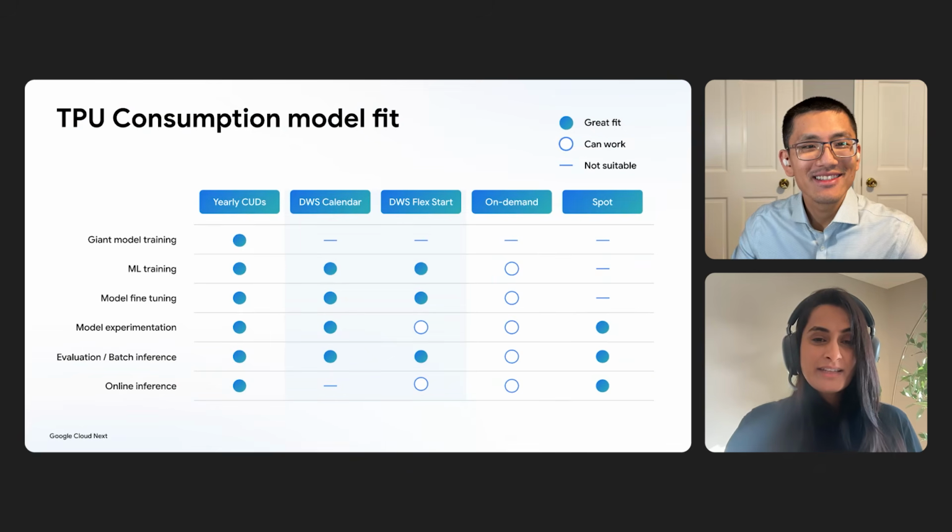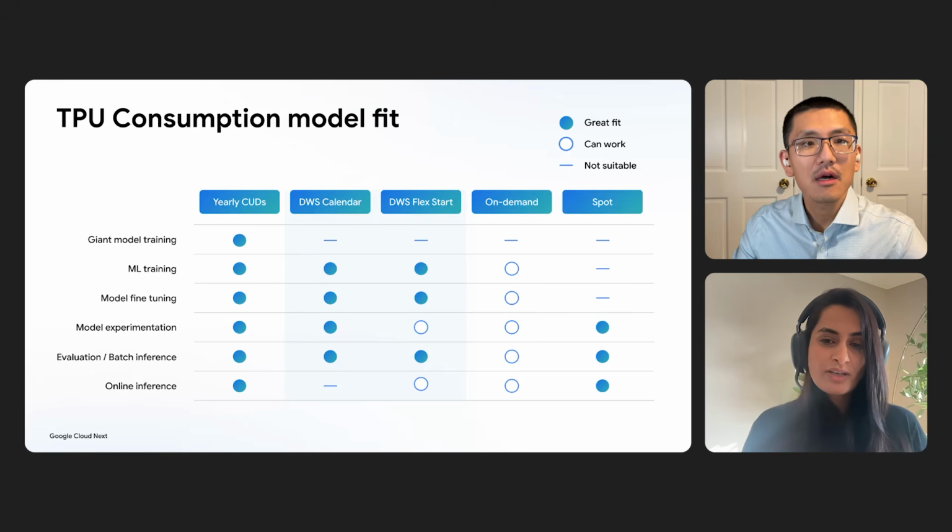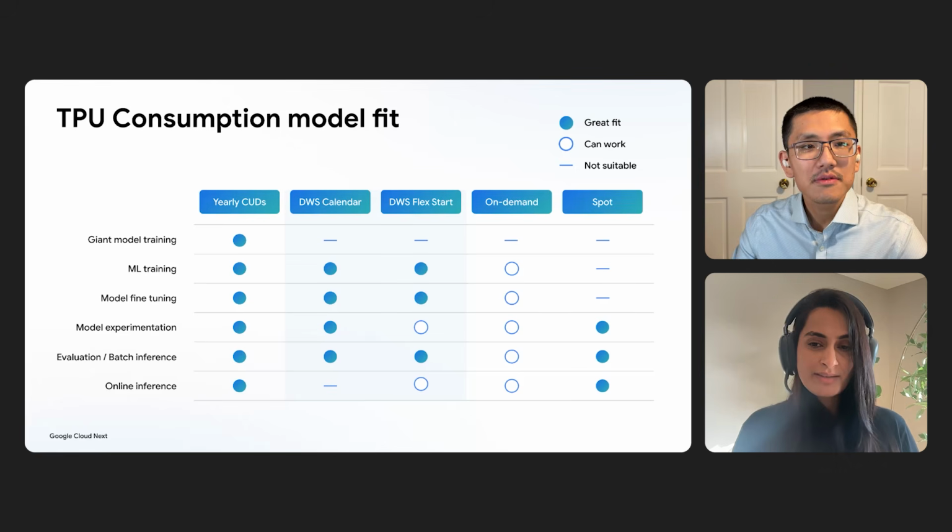Awesome. And then this is a very quick understanding of all the TPU obtainability options that we have. You already know CUDs are nothing but reservations, which is your own reserved TPU capacity. It's suitable for whatever your enterprise needs, from extreme large scale to online inferencing to small batch, because this is your reserved TPU capacity.